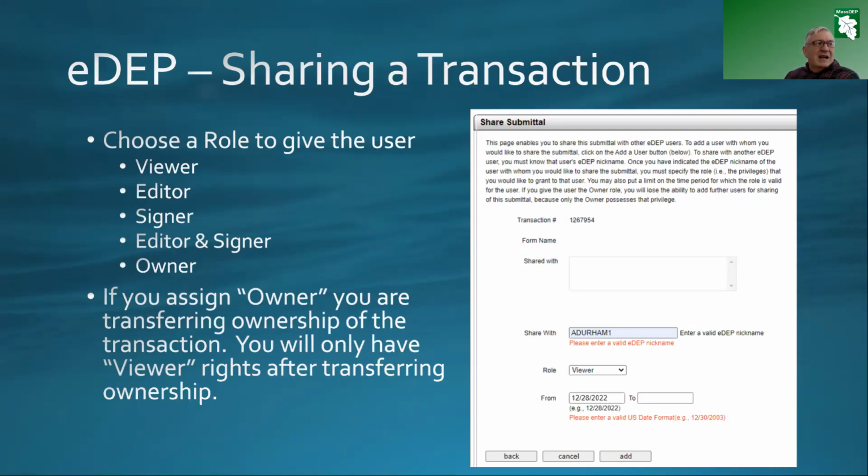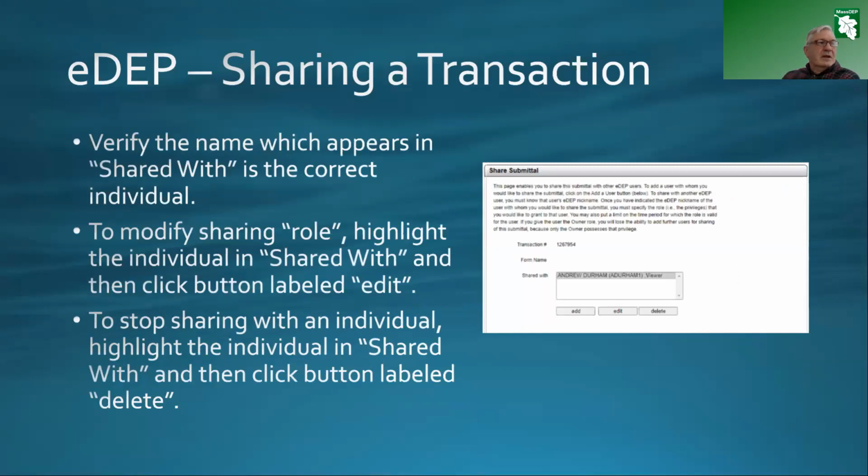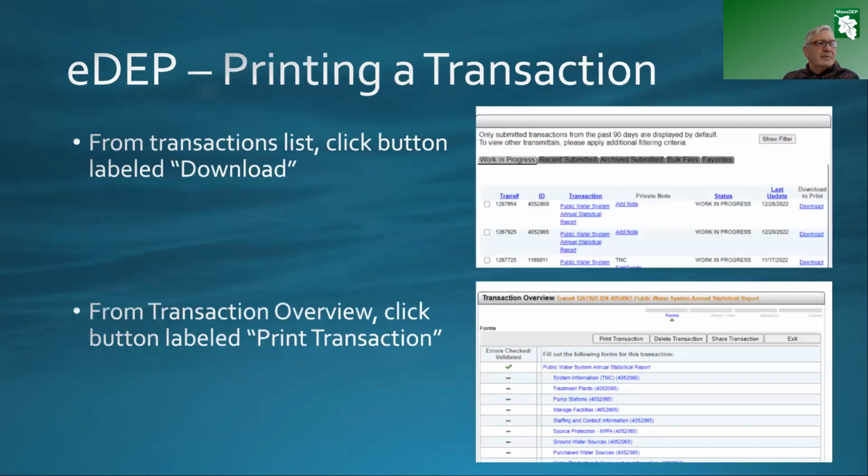If you want to give them the ability to sign it, you can make them the signer or signer and editor. You can give them both of those roles. If you give them ownership, you're giving the transaction away, and you will no longer have the ability to share it to anyone else, or the ability to work on it. You verify the name. EDEP will show the user name and also the role that you've picked. And once you agree with it, you click the add button. And that shares the transaction with that person. You can go in and remove the share, or you can put in a date range that you share with them. So there's multiple ways to control the share.